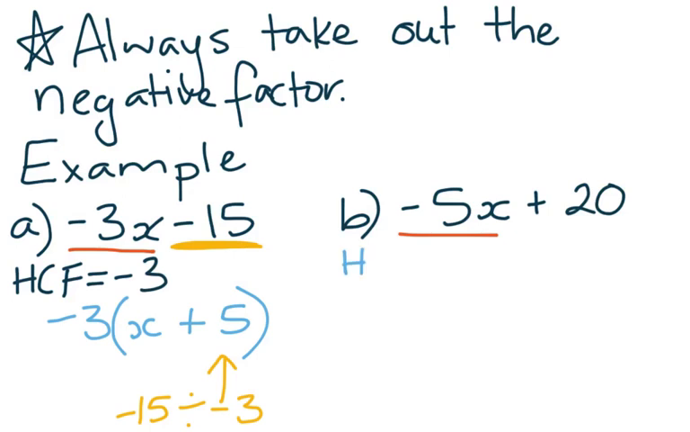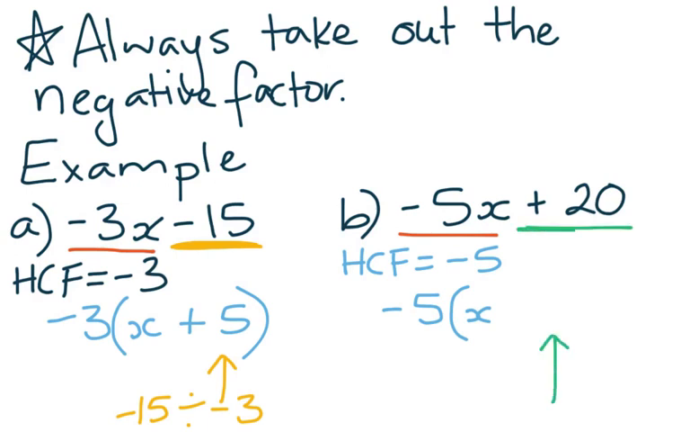Then for part B, our highest common factor, again, we're looking straight for that negative, and then we look for 5 and 20. So it would be negative 5. We take the negative 5 out the front. Negative 5 divided by negative 5 is positive 1. So we would be writing 1x, which is just x. And then again, to get this second part, we're going to do positive 20 divided by negative 5, which actually gives us negative 4.